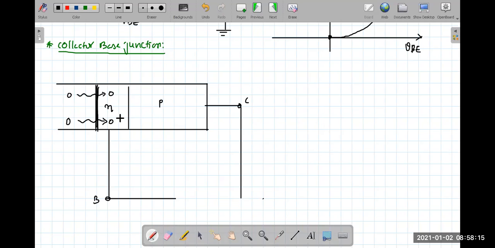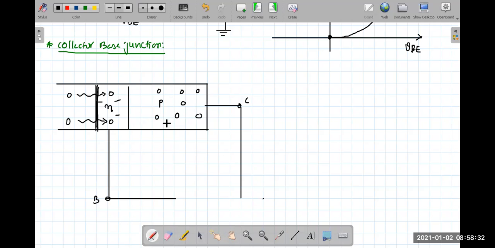All these holes started entering into the N region. We know that in reality, there must be an excess number of electrons in the N region, and there must be an excess number of holes in the P region. Now, what is our interest?